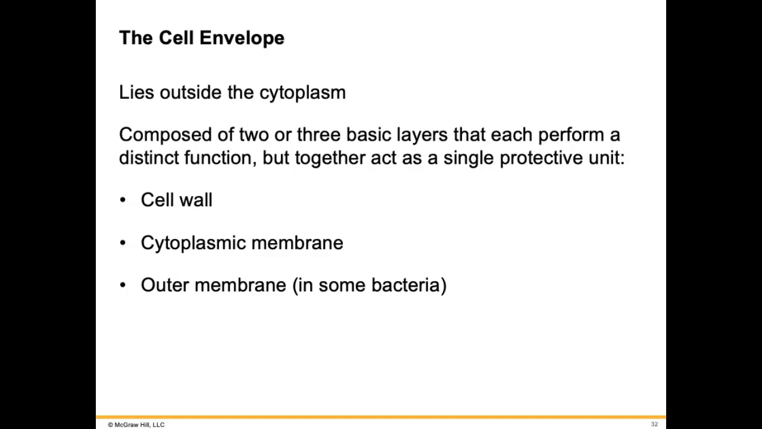It's composed of 2 or 3 basic layers. Depending on the type of cell, it'll be 2, and other types of bacterial cells have 3 layers. They each perform a distinct function, but each of these layers actually do work together as a protective unit. So these parts are the cell wall, the cytoplasmic membrane, and the outer membrane. Keep in mind that cytoplasmic membrane could be referred to as cell membrane.